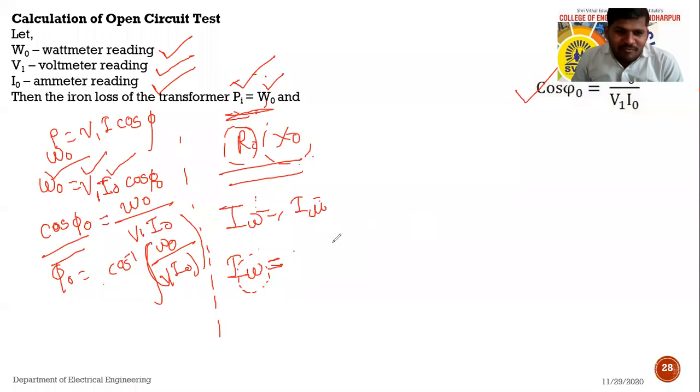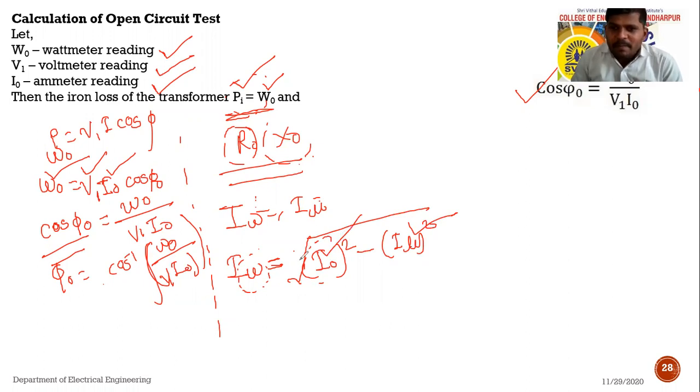So in one equation, if two unknowns are there, how are you able to calculate the value? That means you are saying I0 square minus I mu square. Again, IW is also unknown, I mu is also unknown. You have the value of only I0. Is it possible to calculate?